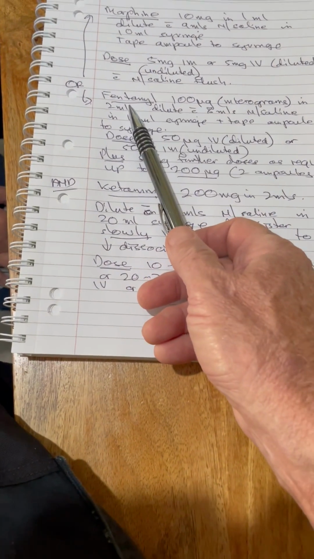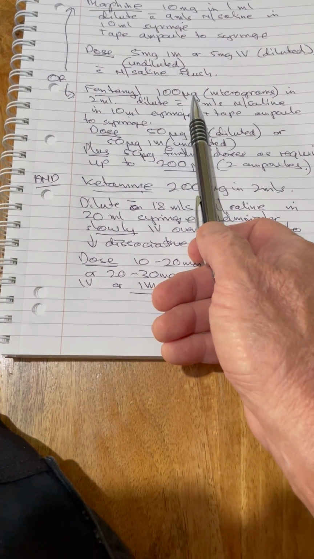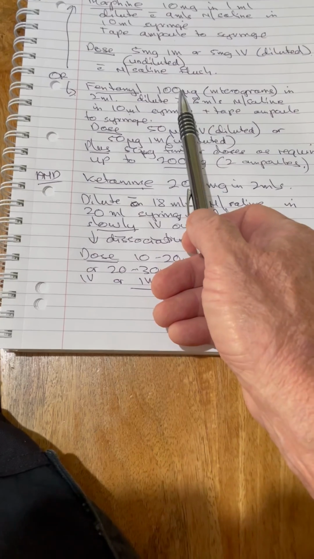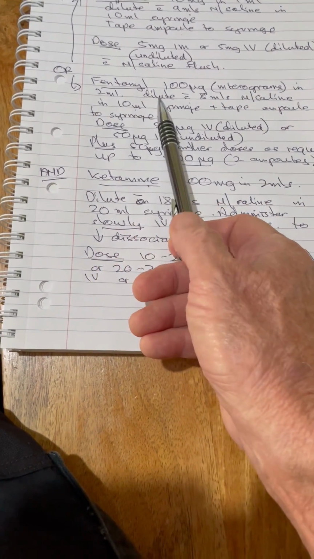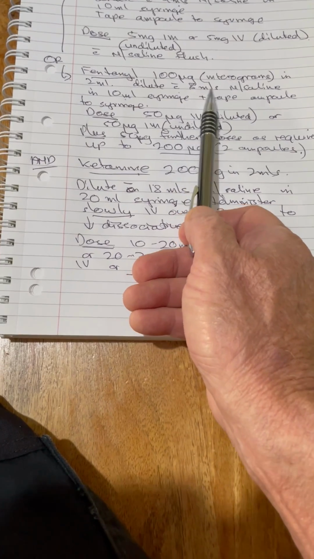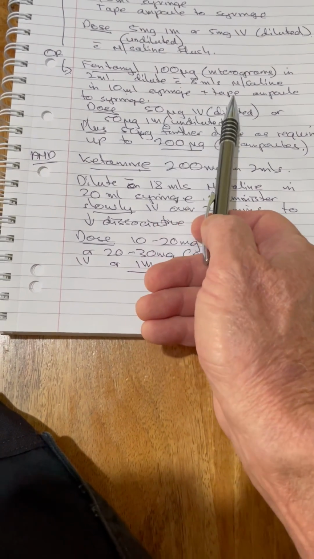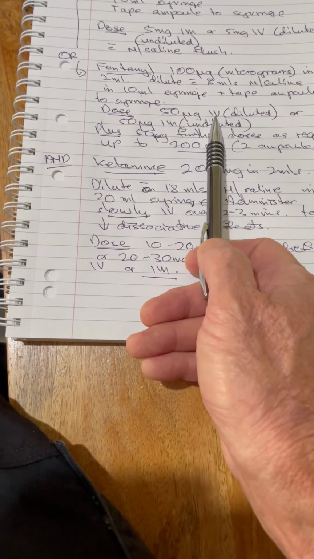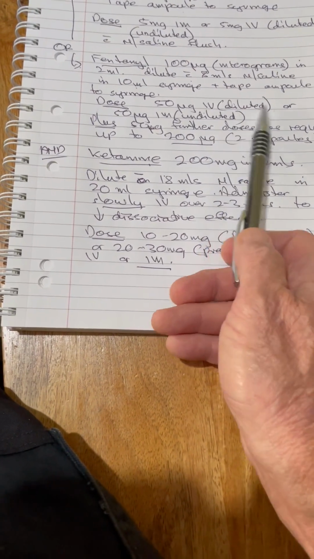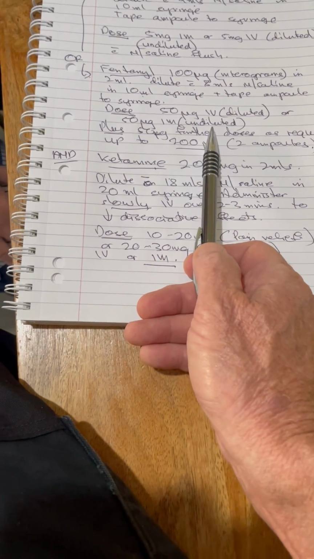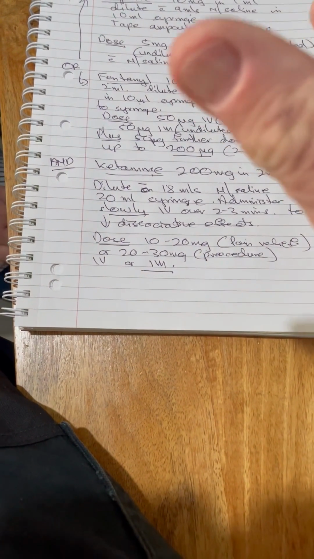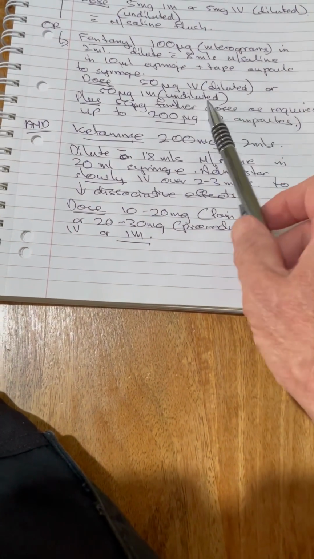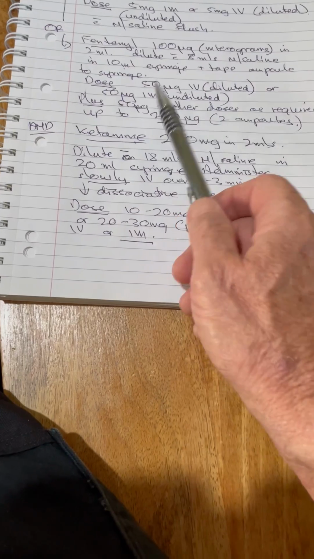So fentanyl's a lot safer drug to give. We have 100 micrograms. And remember in ketamine we said it's milligrams, whereas in fentanyl it's micrograms per ampoule, in a 2 ml ampoule. We dilute that with 8 mils of normal saline to make it up to 10 mils in the 10 ml syringe, and tape the ampoule to the syringe so we know what it is. The dose we start off is 50 micrograms IV, so half of the initial ampoule dose, or 50 micrograms IM undiluted. Obviously you don't want to give IM a diluted amount because you're pushing all that saline into tissue. So IM is always undiluted if we can.